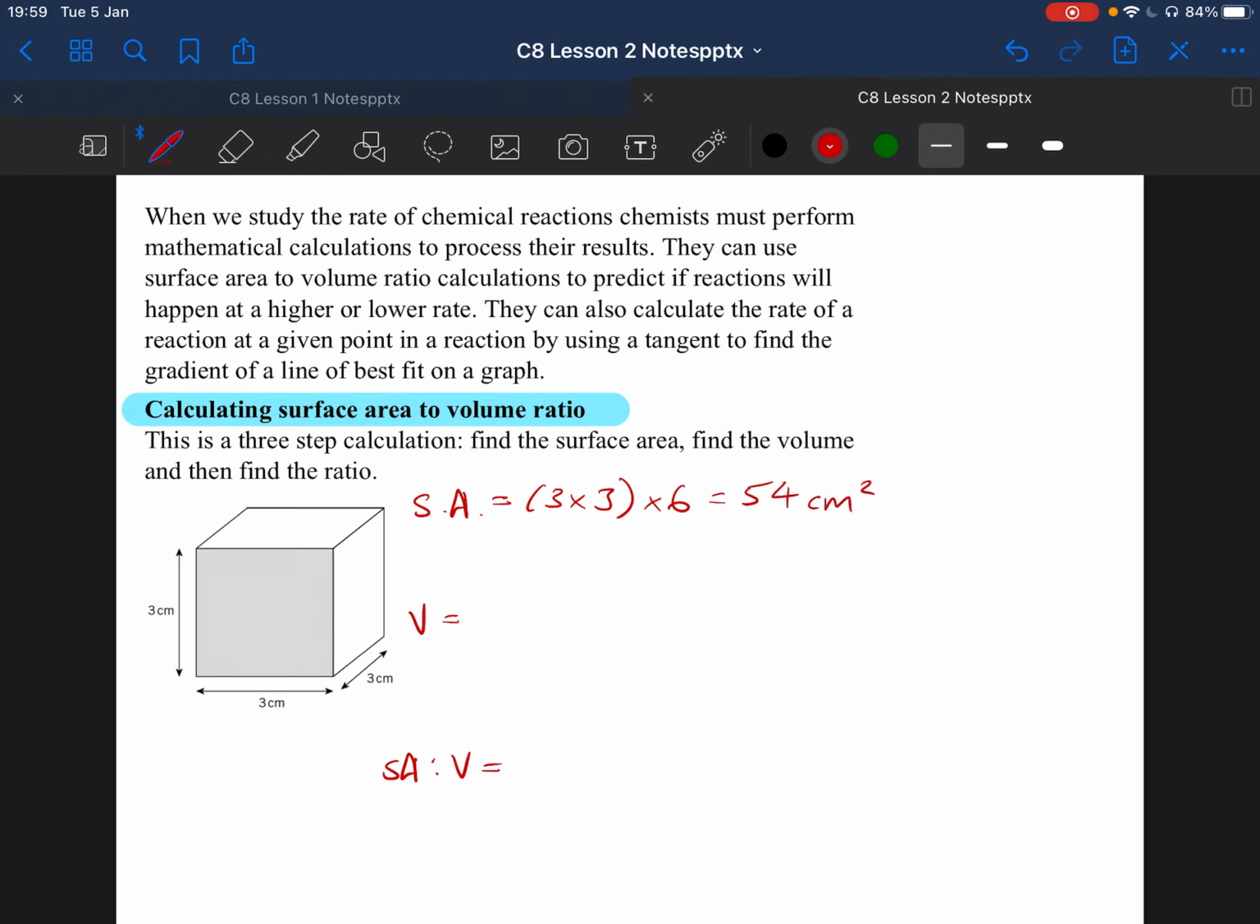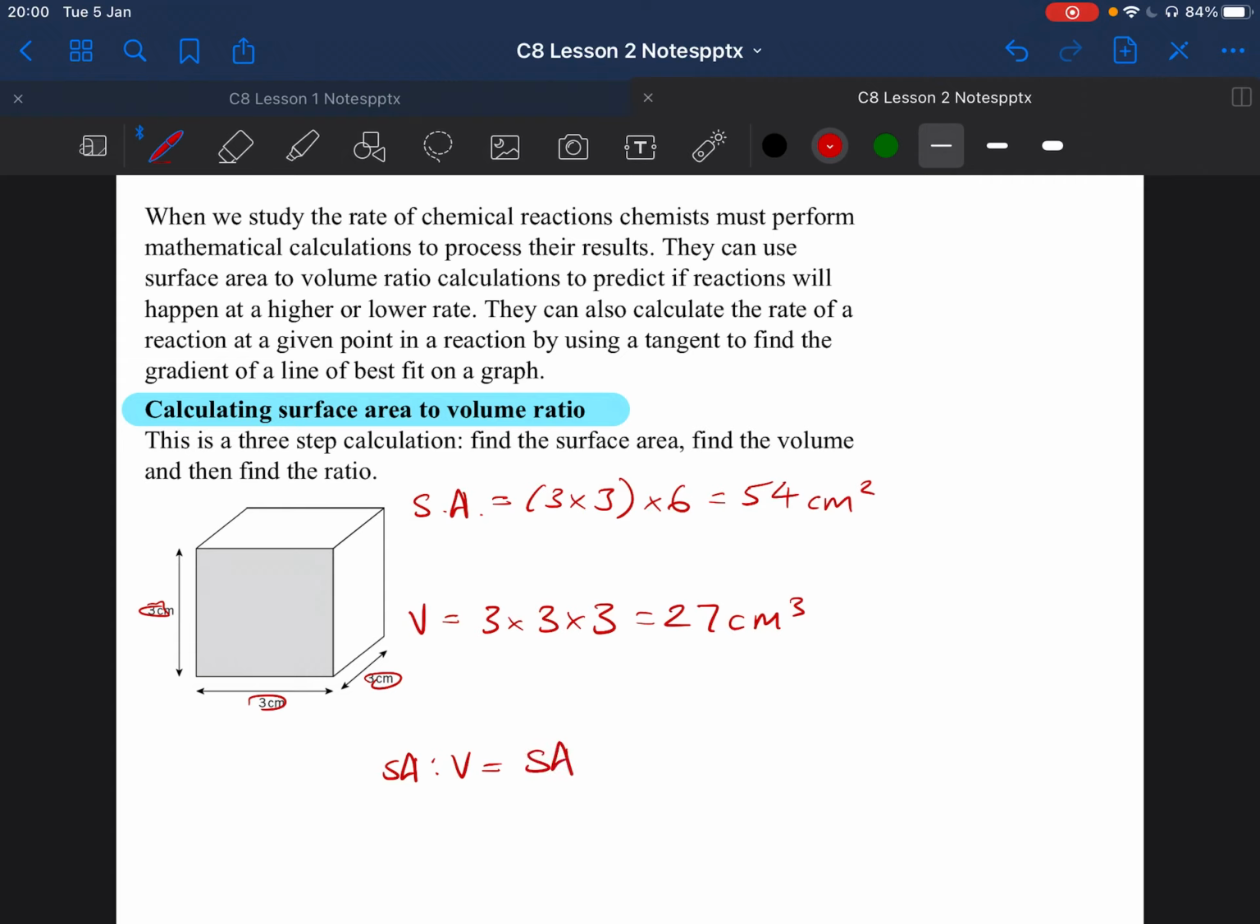centimeters squared. Then we would do our volume, and for volume we're going to do 3 times 3 times 3. This one here, this one here, and this one here. So if I do that in my calculator, I would get 27 centimeters cubed.